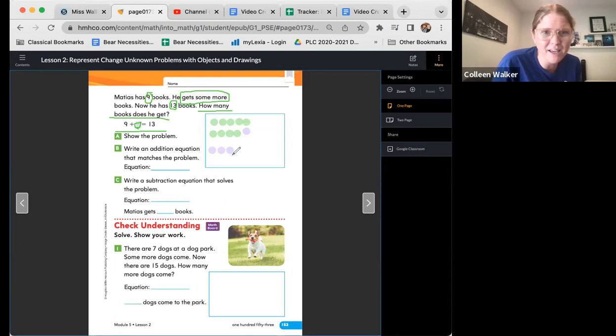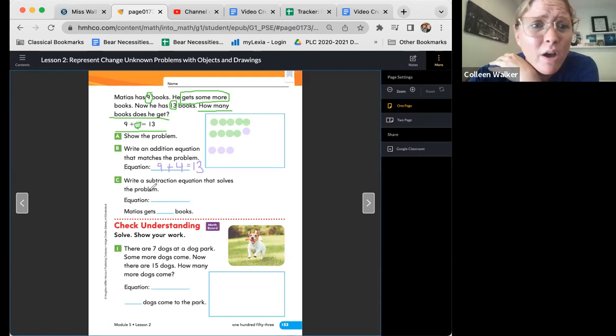So we know that he got 4 additional books. So now we need to make an equation that matches the problem. So how many books did he start with? Yes, that's right. He started with 9. And how many more books did he get? Yes, we figured out he got 4 more to get up to 13. And what's the sum? How many books did he have total? Yes, he had 13 total. That's correct.